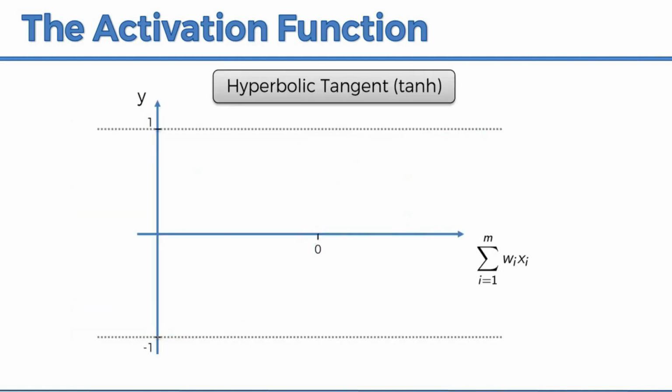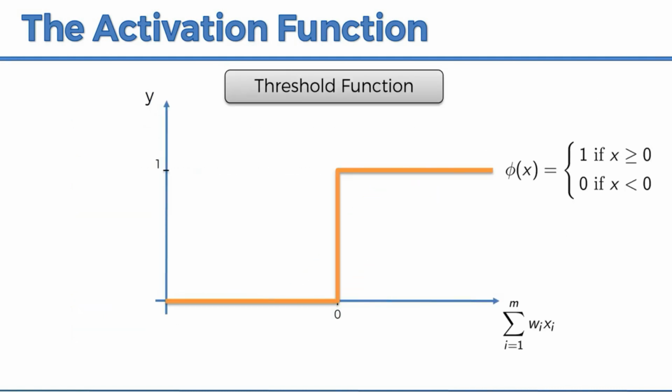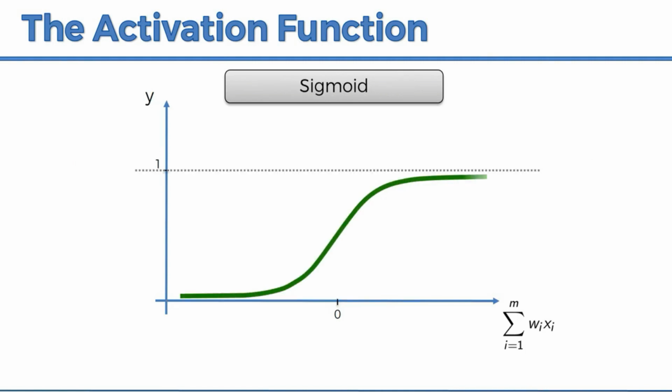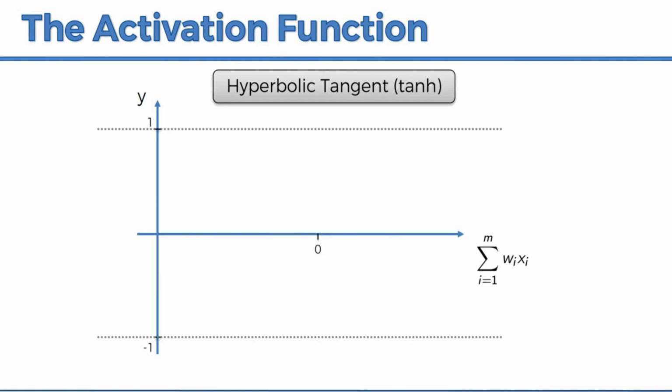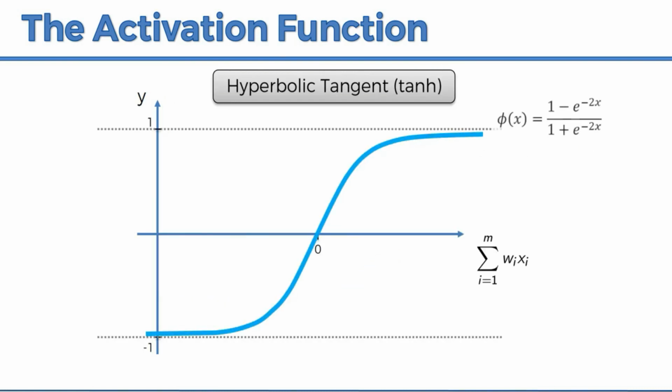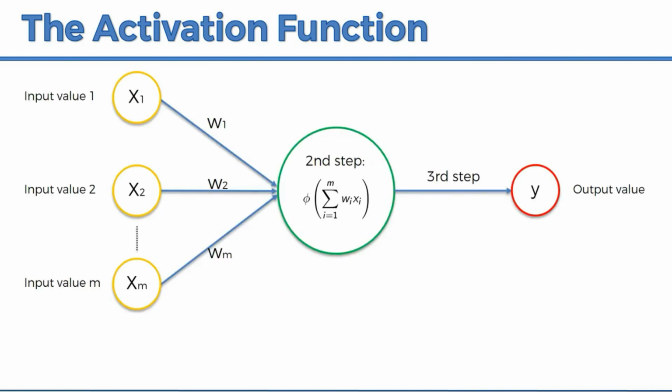So just to quickly recap, we have the threshold activation function, which looks like this, the sigmoid activation function, which looks like this, we have the rectifier function, and we have the hyperbolic tangent function. And now to finish off this tutorial, let's quickly do a few exercises. We'll just do 2 quick exercises to help that knowledge sink in.